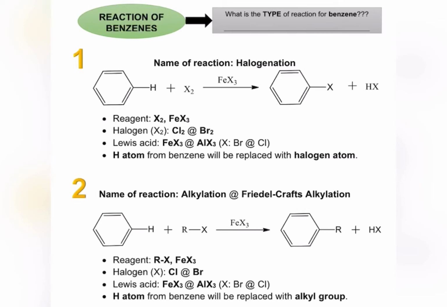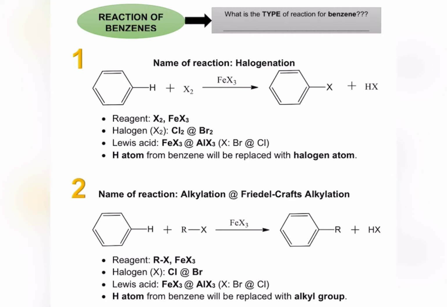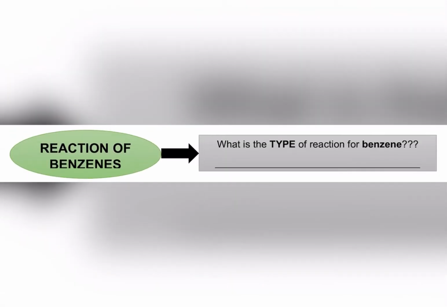Assalamualaikum and hello. In this video, we are going to focus on the chemical properties of benzene. So let's focus on the type of reactions for benzene. What is the type of reaction for benzene? If you still remember, I taught you before, benzene has a higher density of electrons, so it will be a nucleophile.